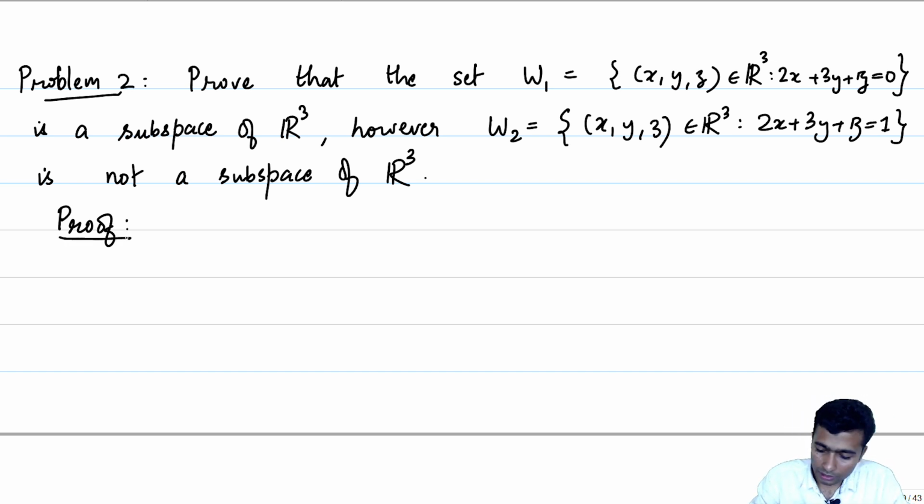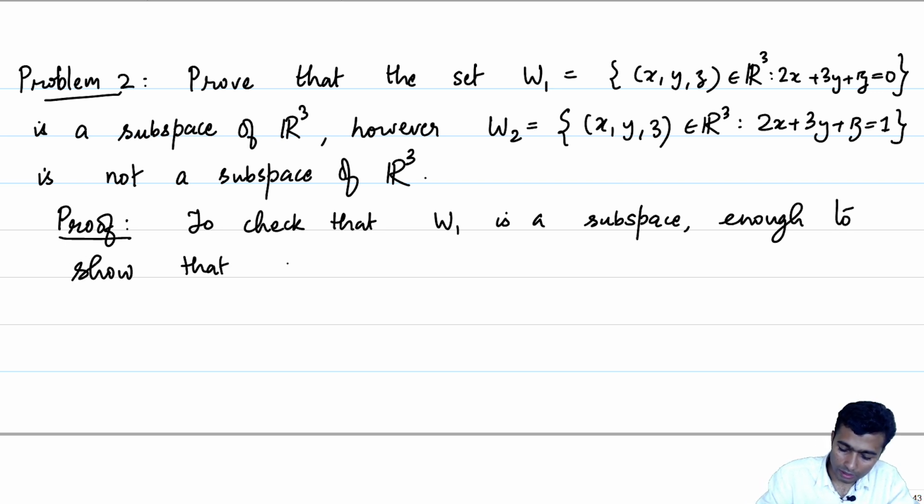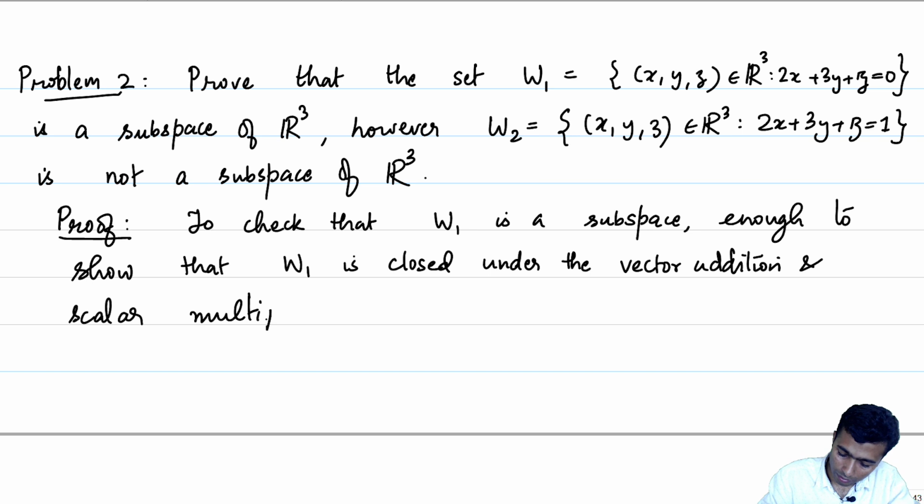So, W1 is a subspace of R3, that is what we would like to prove here. But when does some subset become a subspace? You recall the definition, it is going to be a subspace if, in the borrowed vector space operations, it is closed under both the operations. So, it is enough to show that W1 is closed under the vector addition and scalar multiplication which is borrowed from capital V.